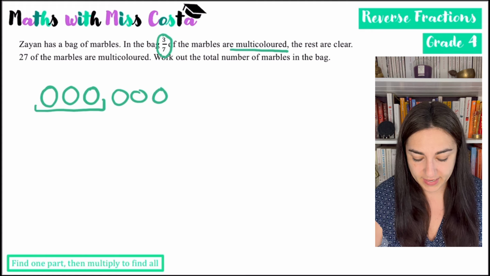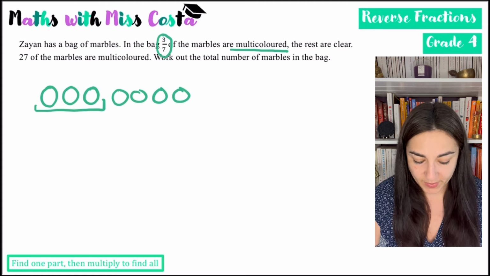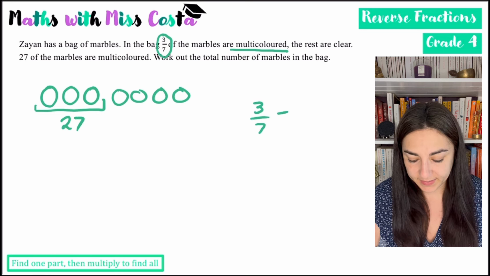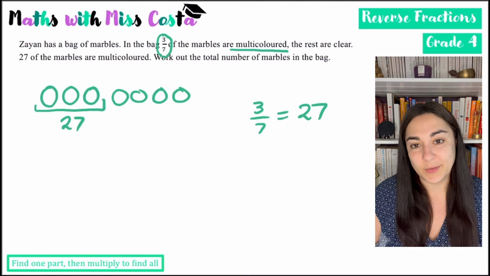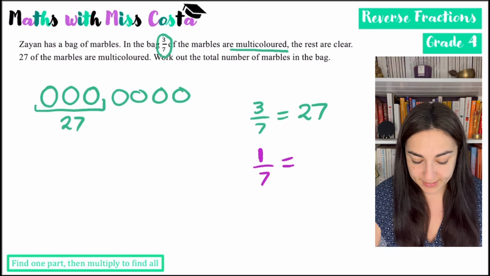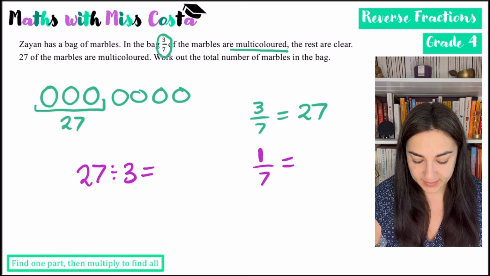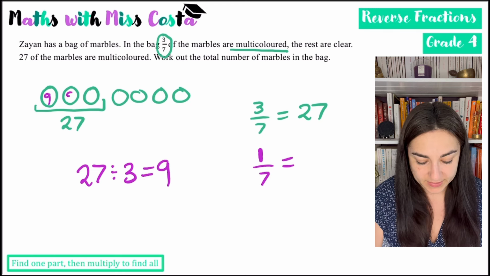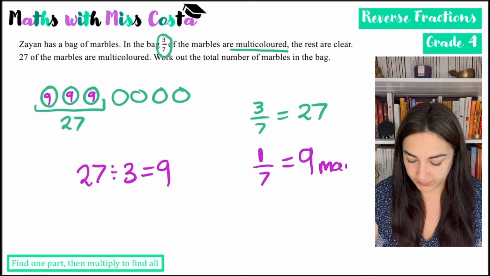So 3 out of a total of 7 are multicoloured, and the rest are clear. 27 of the marbles are multicoloured, so I know that 3/7 is equal to 27, and I need to work out the total number of marbles in the bag. So what I need to do is figure out what 1/7 would be. If I know that 3/7 make up 27, 27 divided by 3 gives me 9. So I know that 1/7 must be 9 marbles.